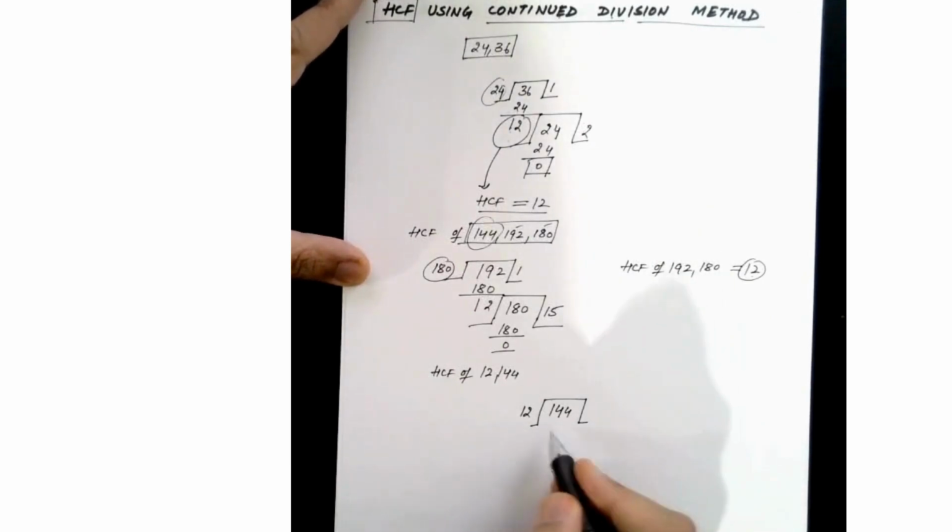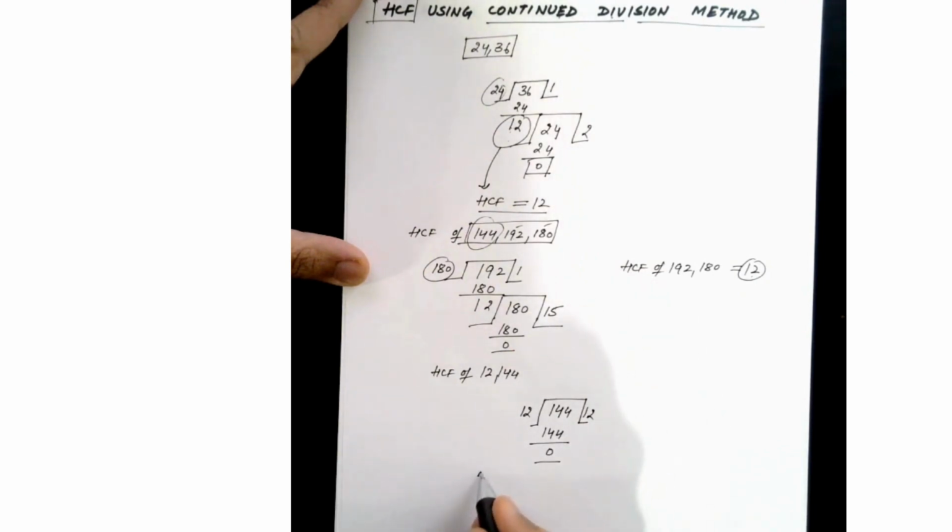So here the bigger is 144 and the divider is 12. So when we calculate, 12 into 12 is 144. So the remainder is 0. So the HCF of all three is 12. So this is the way we find the HCF of two or more numbers using the continued division method.